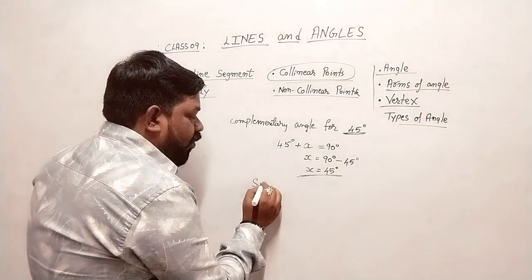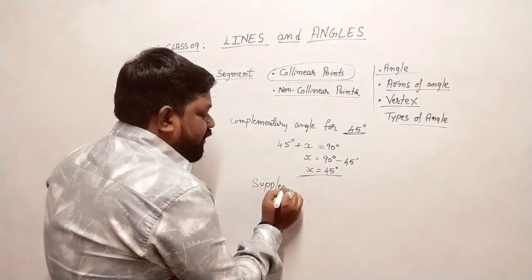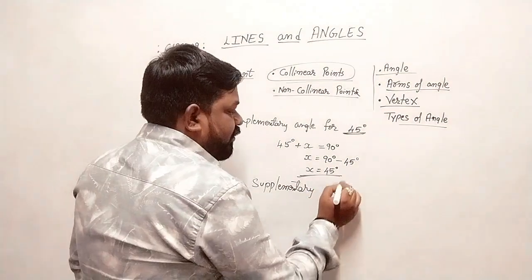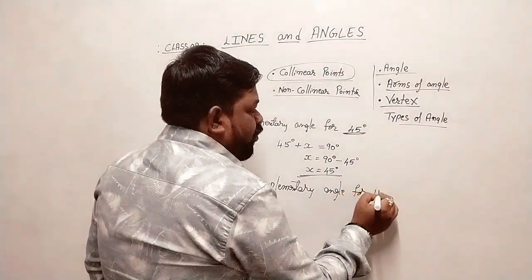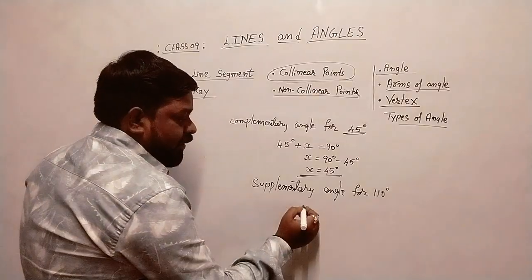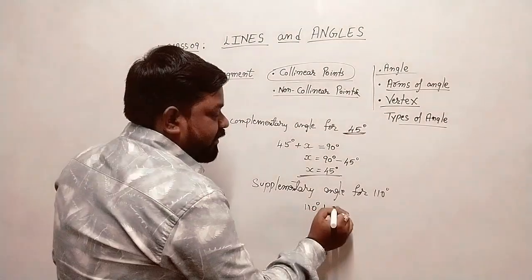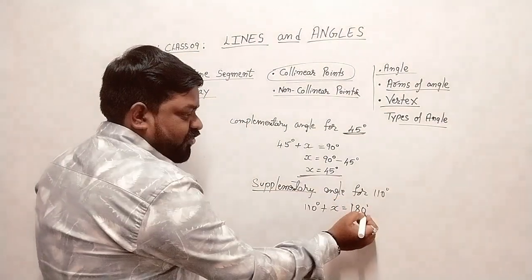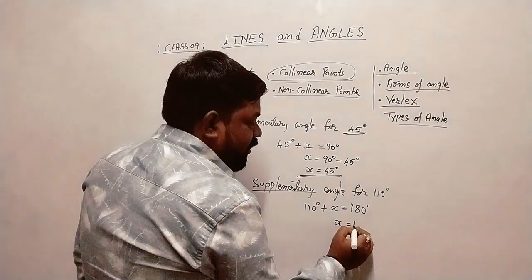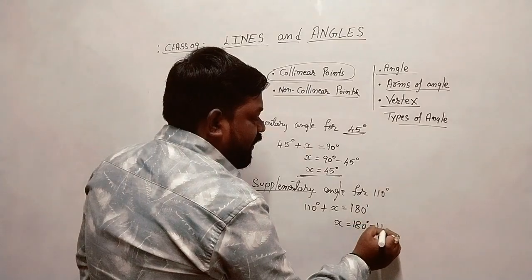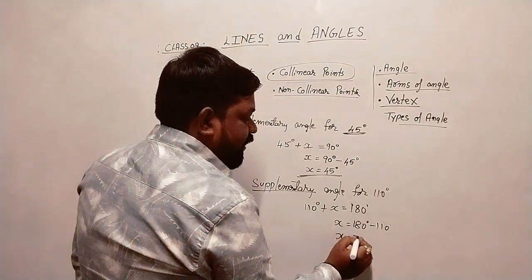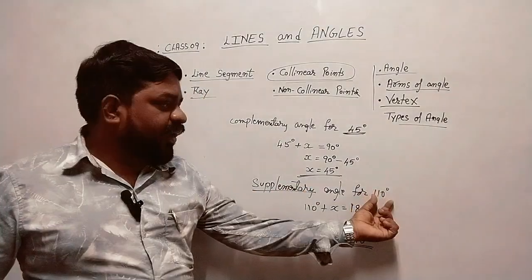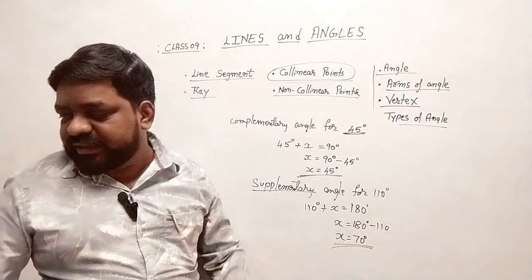Similarly, what will be the supplementary angle for 110 degrees? 110 degrees plus x, how much should we get? 180. Supplementary means we should get 180 degrees. So x equals 180 minus 110. If you subtract, we will get the x value as 70. The supplementary angle for 110 is 70 degrees.